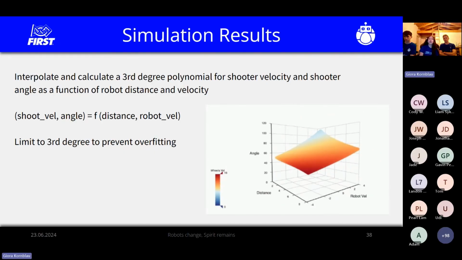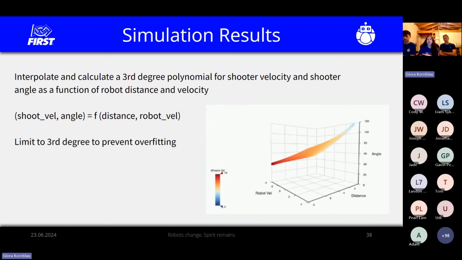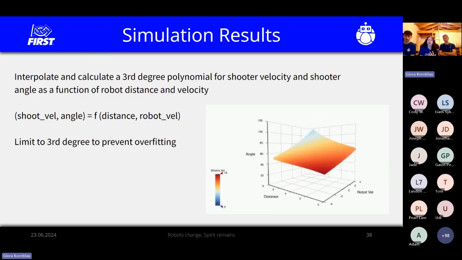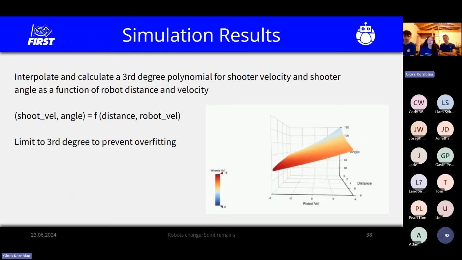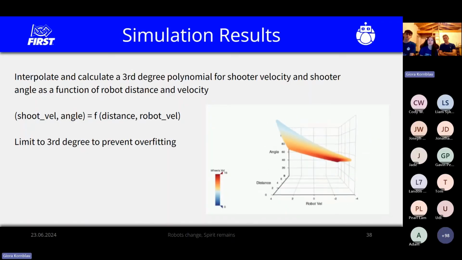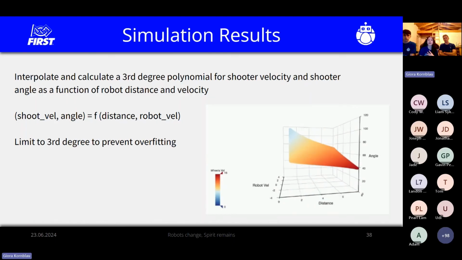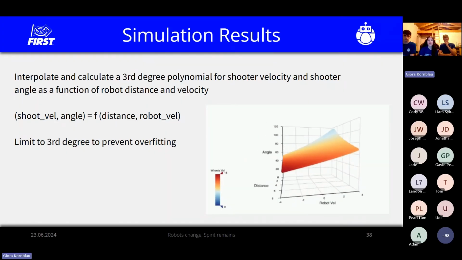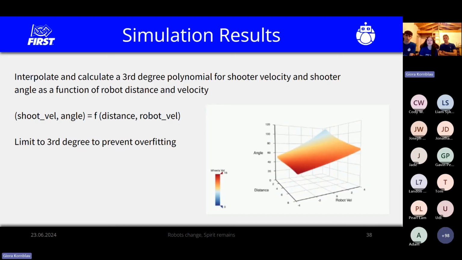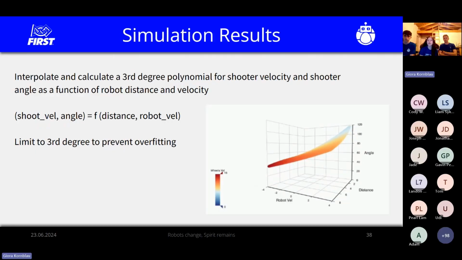So we interpolate them in an Excel and we calculate a polynomial for the shooter velocity and for the shooter angle, which will then feed into the robot, and that's what will actually run on the robot in real time. So we have a function of distance and robot velocity, which is what we also sent into the simulation. And as I just said, we get the 2 polynomials for the shooting velocity and the angle. And we limit this function to a 3rd degree in order to prevent overfitting. If we would have chosen a much higher degree, then we'd have overfitting, which is of course not something that we want.